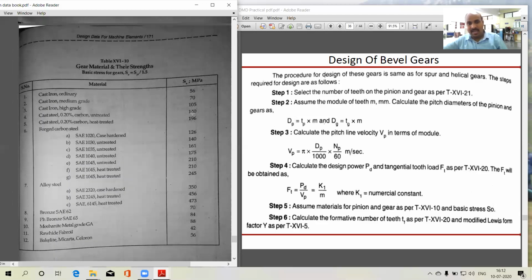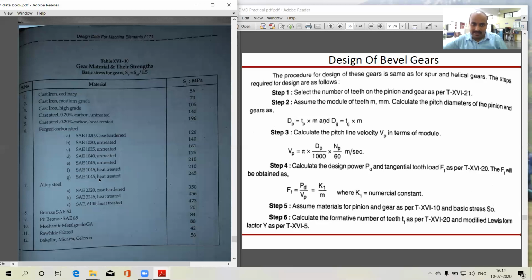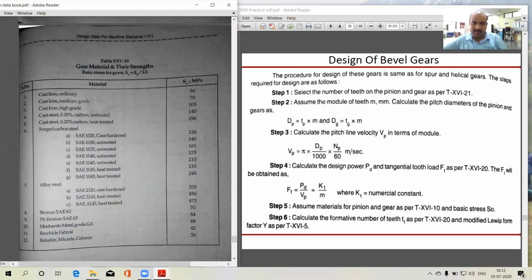Otherwise you can have different materials also, but you should take a single material till the problem is asking for a different material. You should have only one material. You can select SA1045 heat treated or any material from the above or given table from page number 171. This is step number 5.